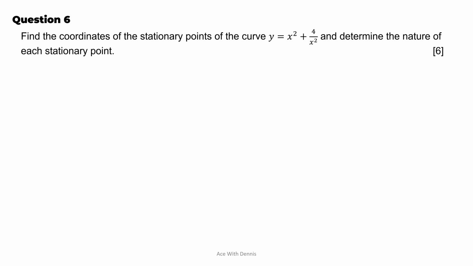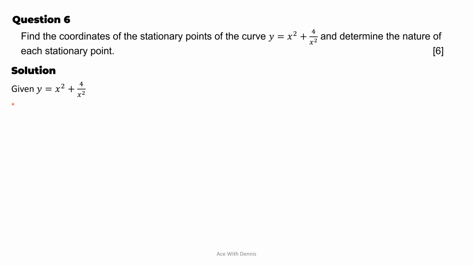Question 6. Find the coordinates of the stationary points of the curve y equals x squared plus 4 over x squared and determine the nature of each stationary point. 6 marks. Alright, for this question, I would say it is a very classical question. It just gives you the equation and asks you to find the stationary point. After that, the next thing you need to do is to determine the nature of the stationary point. So the steps are pretty standard.